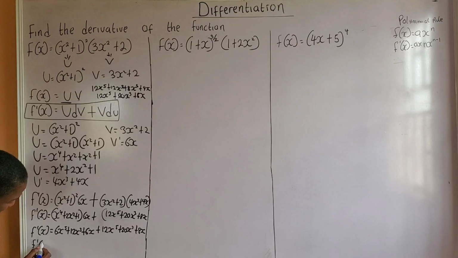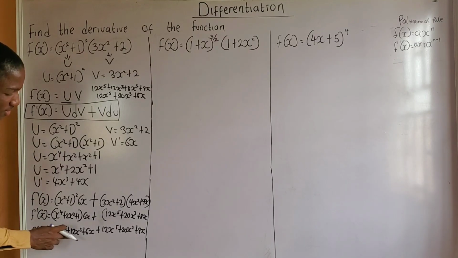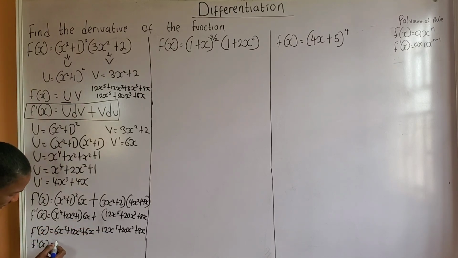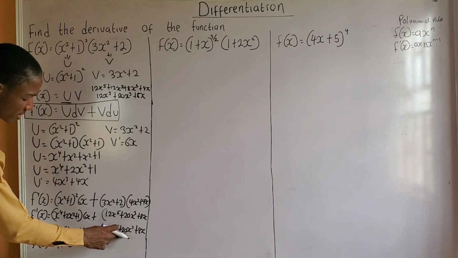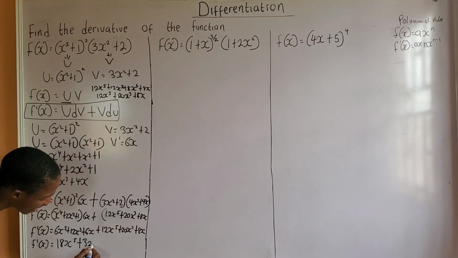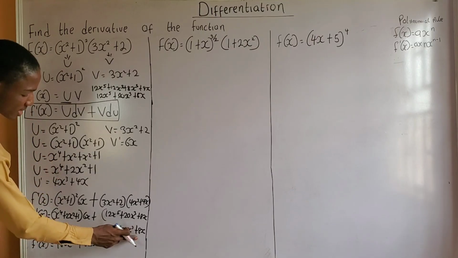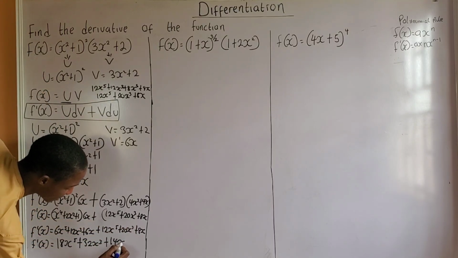Derivative of f of x will be equals to 6x to the power of 5 plus 12x to the power of 5. What are you going to have? That is 18x to the power of 5, okay? 12x to the power of 3 plus 20x to the power of 3. What are you going to have? 32x to the power of 3. So I'm going to have plus 32x to the power of 3, then plus 6x plus 8x. What are you going to have? That is plus 14x. So I'm going to have plus 14x.